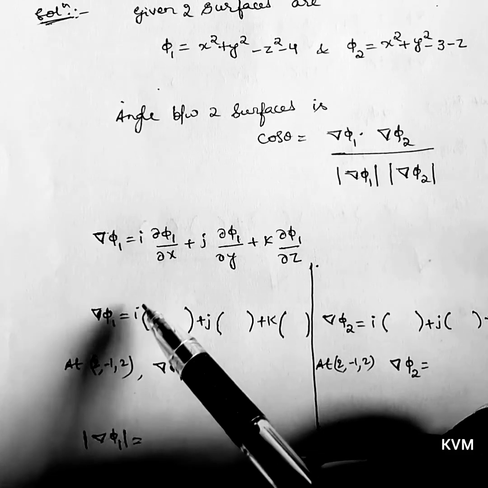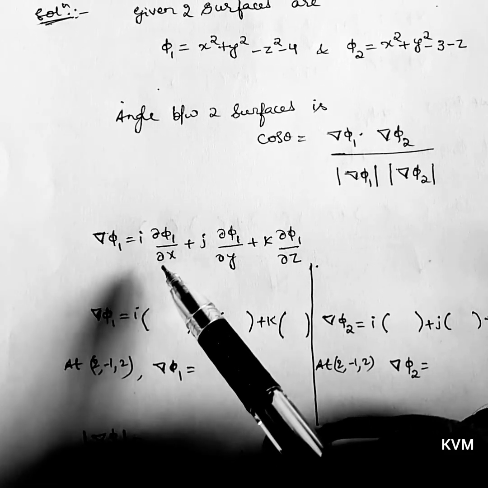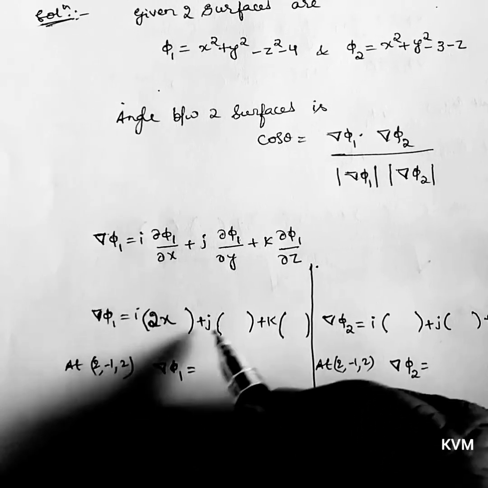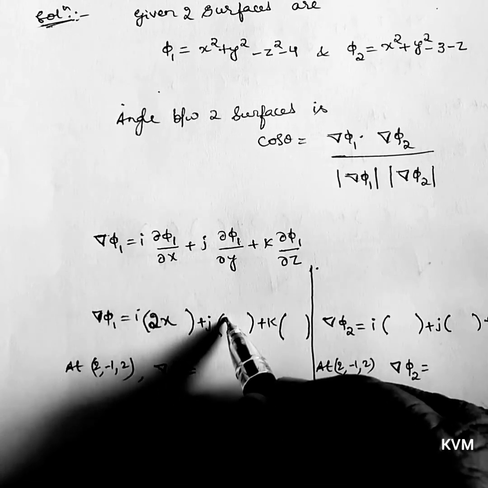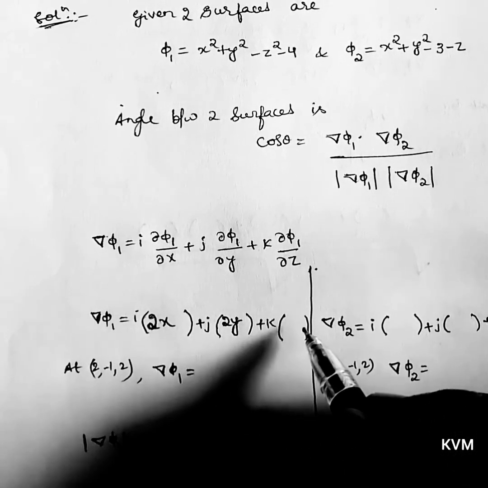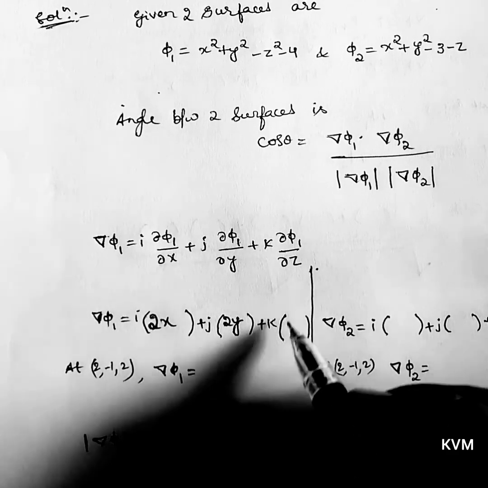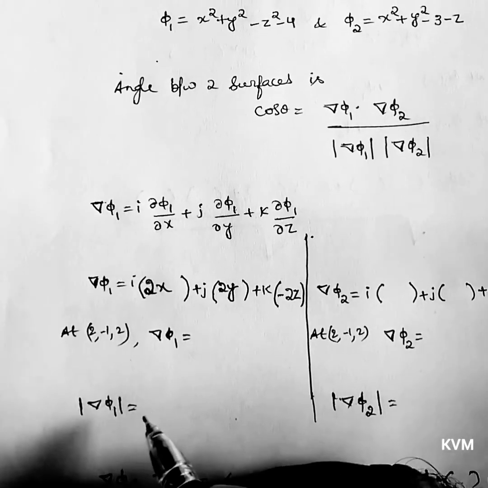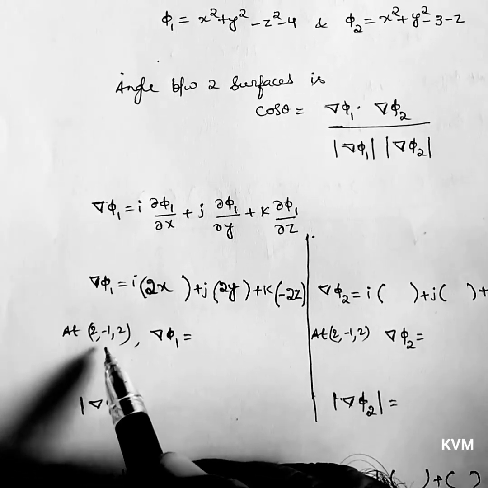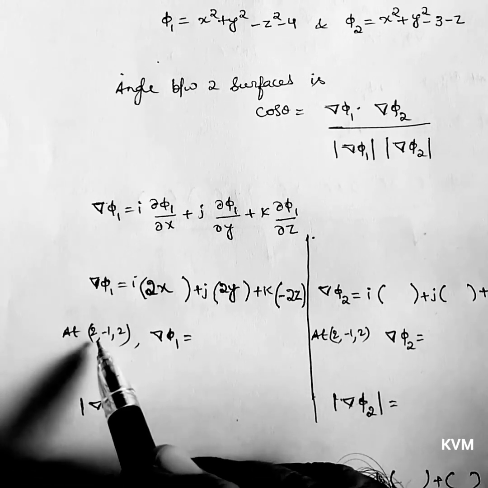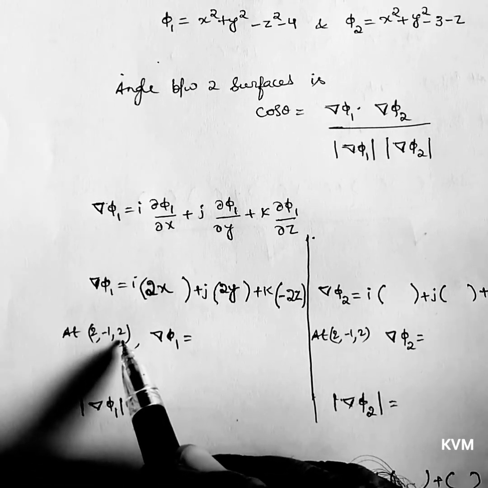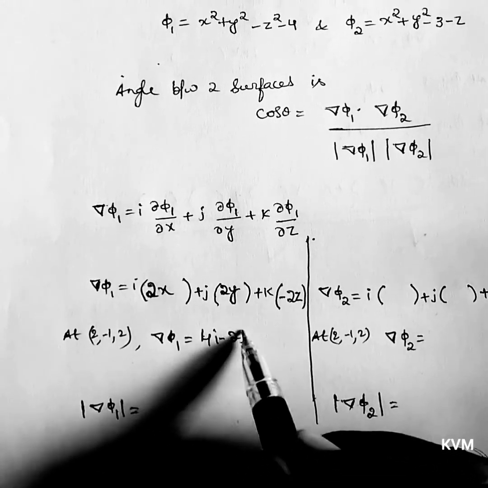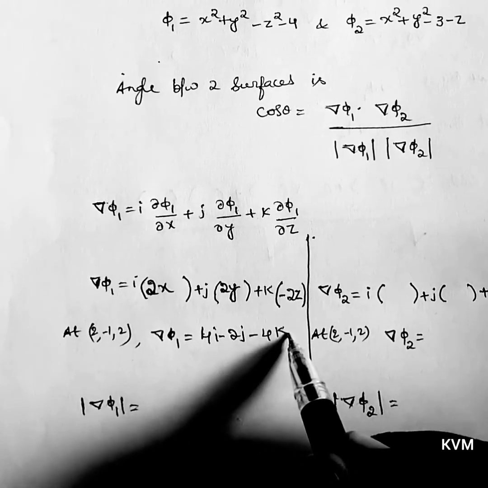So del phi 1 equals i into differentiate phi 1 with respect to x, we get 2x, plus j into del phi 1 by del y, 2y, plus k into del phi 1 by del z, minus 2z. So now we have to find del phi 1 at the point 2 comma minus 1 comma 2. Put x equals 2, y equals minus 1, z equals 2. So del phi 1 is 4i minus 2j minus 4k.